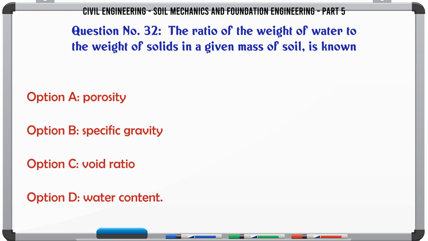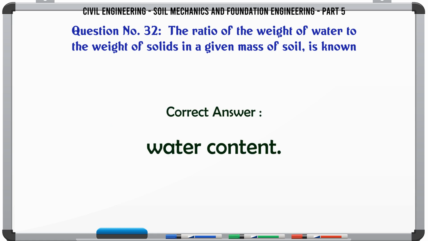The ratio of the weight of water to the weight of solids in a given mass of soil is known as A. Porosity, B. Specific gravity, C. Void ratio, D. Water content. The correct answer is water content.